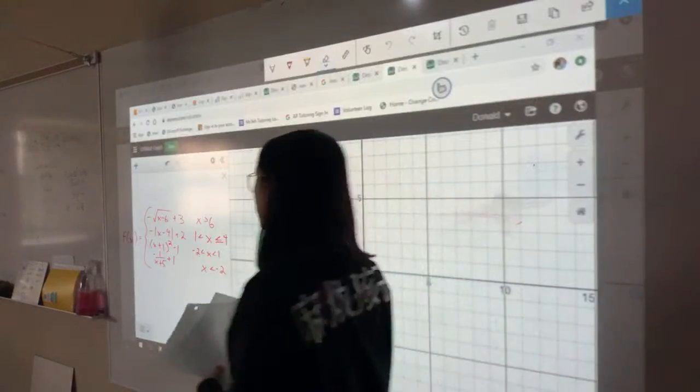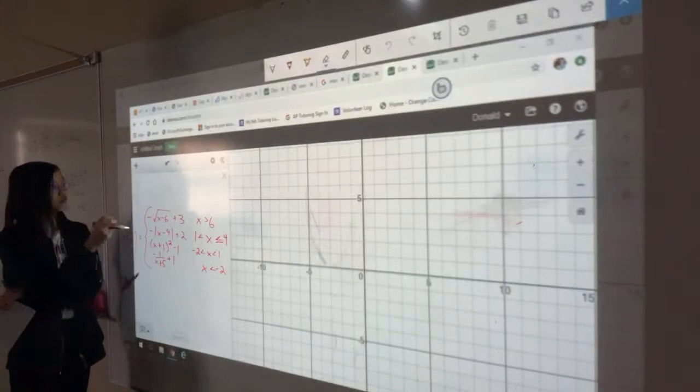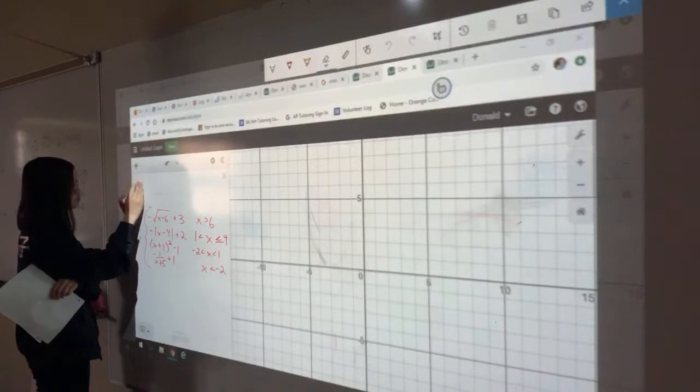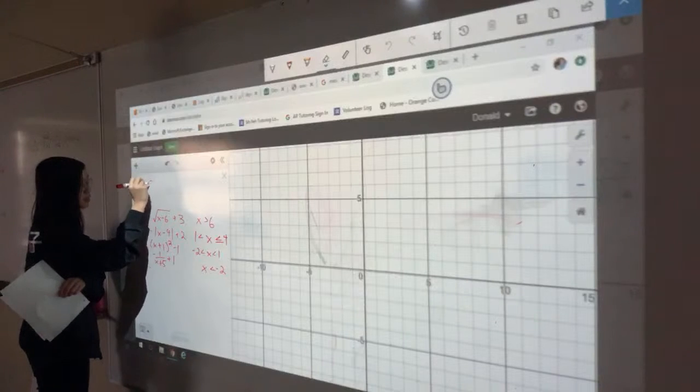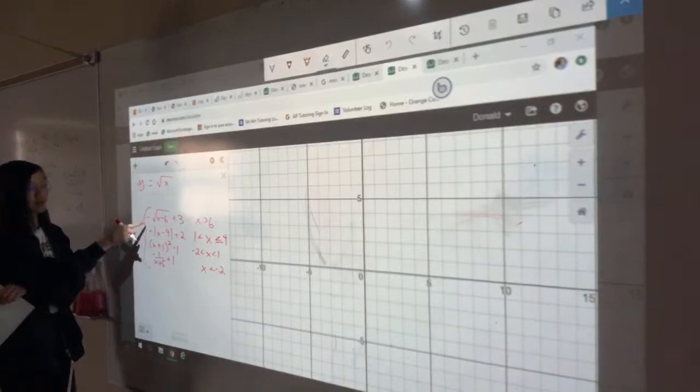So first, we're going to move it within the radical. So the original parent function will look something like this. That's how it would be, y equals square root of x, okay? Something like that. But now we have a negative in front of it.